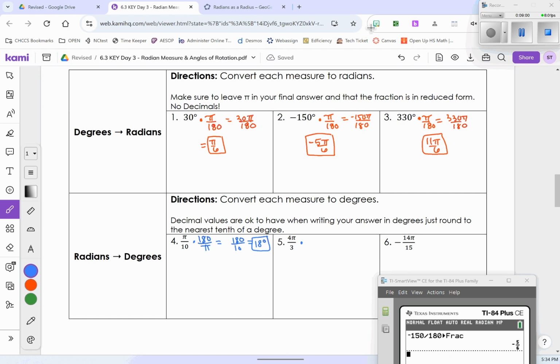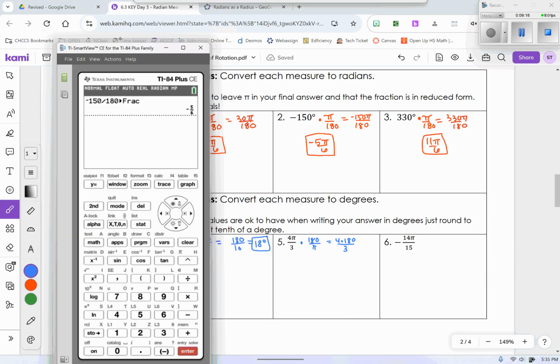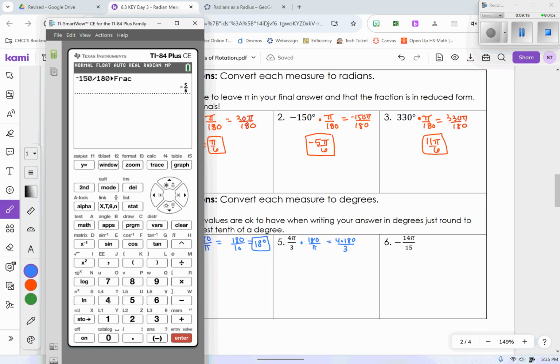So 4 pi over 3 times 180 over pi. Again, the pi's cancel out. And then you're just multiplying 4 times 180, and then dividing that answer by 3. And again, if you can't do this in your head, you can always use your calculator to help if needed, but I really try to do it without your calculator. 4 times 180, enter, and then I would divide it by 3, which gives us 240 degrees.